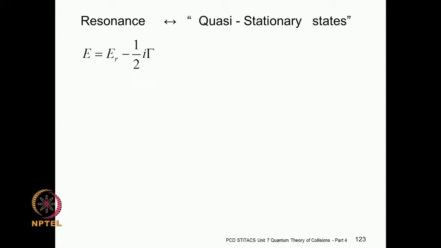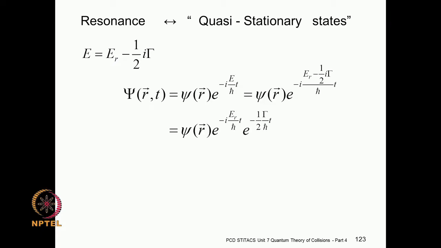A quasi-stationary state will not have a real energy, because it decays, right? And the decay is then contained in an imaginary part of the energy. So the decay is manifest in this expression, where the width, the half width, is the imaginary part of the complex energy. The Schrodinger wave function is no longer stationary, it is quasi-stationary, which means that its probability density will keep diminishing with time. It will not remain invariant with time, which is why it is not stationary.